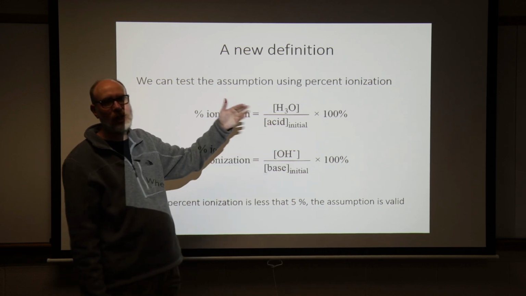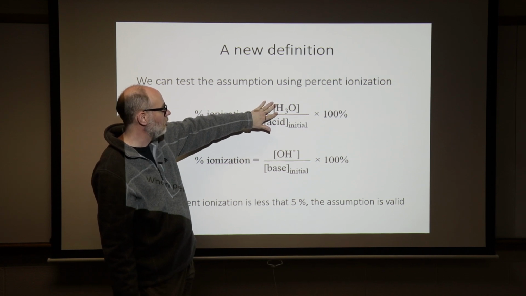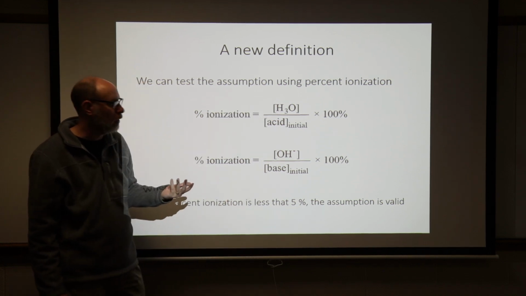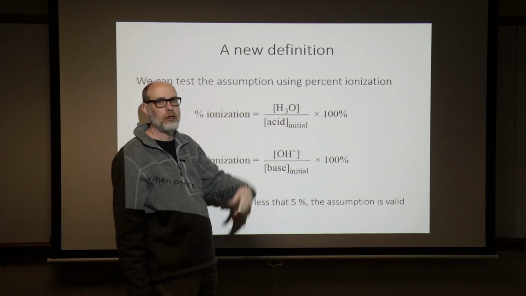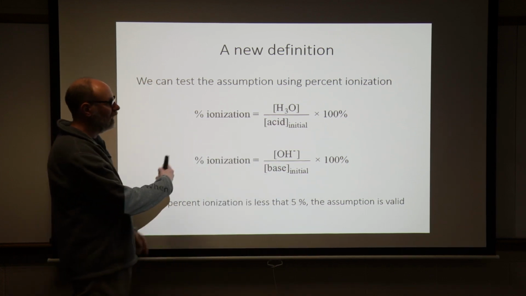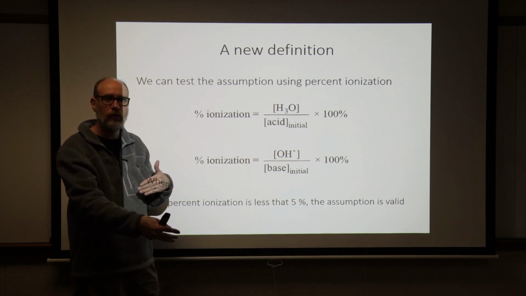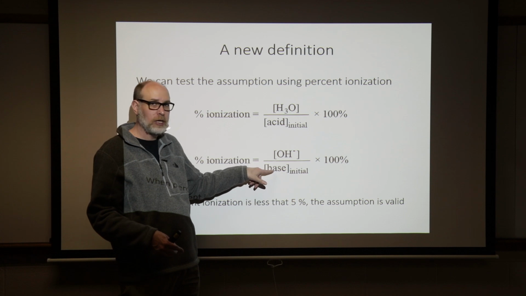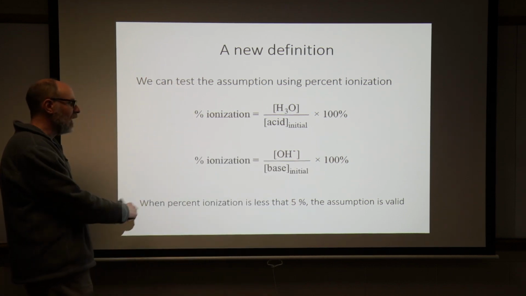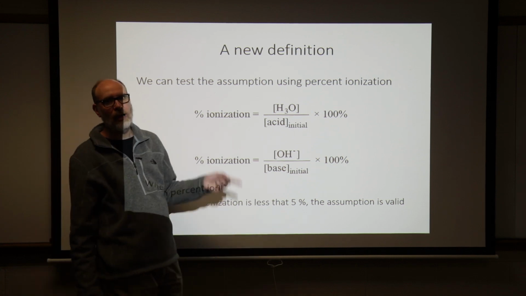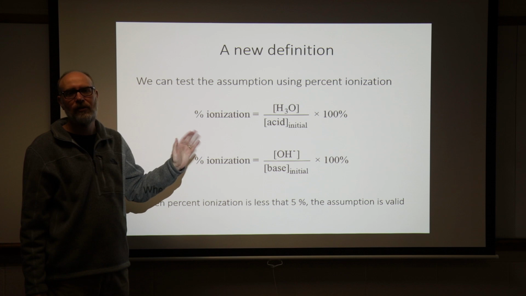For the percent ionization for a weak acid, it's going to be the equilibrium concentration of H plus or H3O plus divided by the initial concentration of the acid times 100%. Or for a weak base, we calculate the concentration of hydroxide that's produced by that base over the initial concentration of the base times 100%. If that percent ionization is less than 5%, the assumption that you make to do that problem is valid.